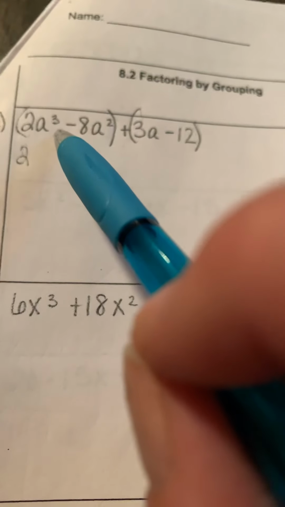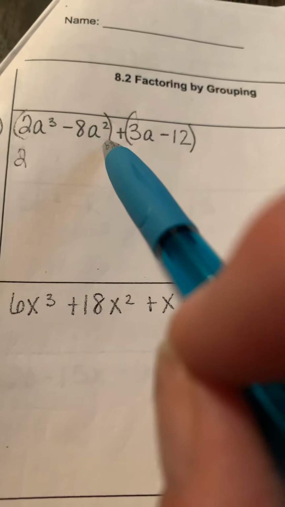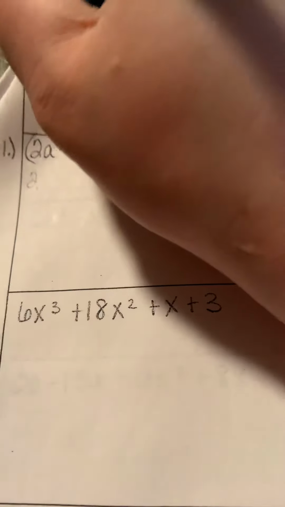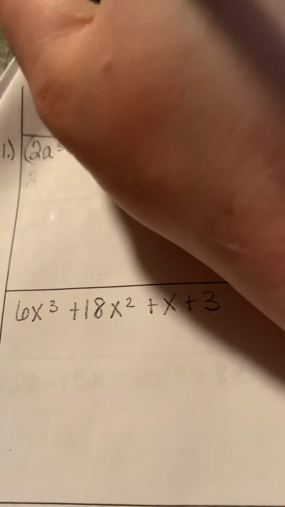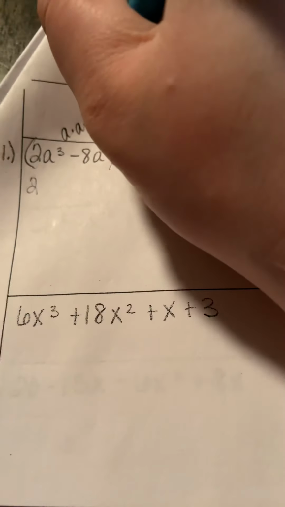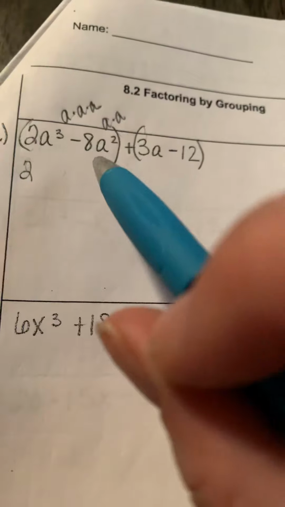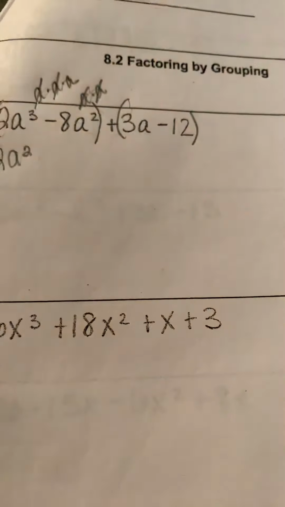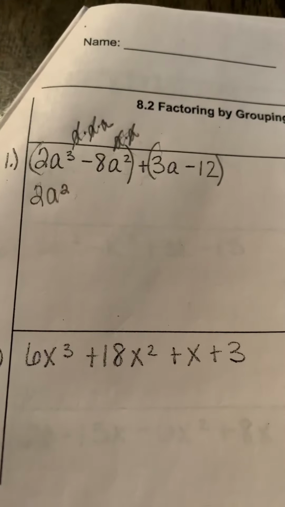Now we need to look at our variables. How many a's can come out of a to the third and a to the second power? Well, a way that you can help yourself is by writing up above that a cubed means a times a times a, and a squared means a times a. So how many will come out of both terms evenly? The answer is 2 of them. So we're also going to pull out a squared. And then I'm going to cross off the 2 a's that I pulled out of each of my terms.